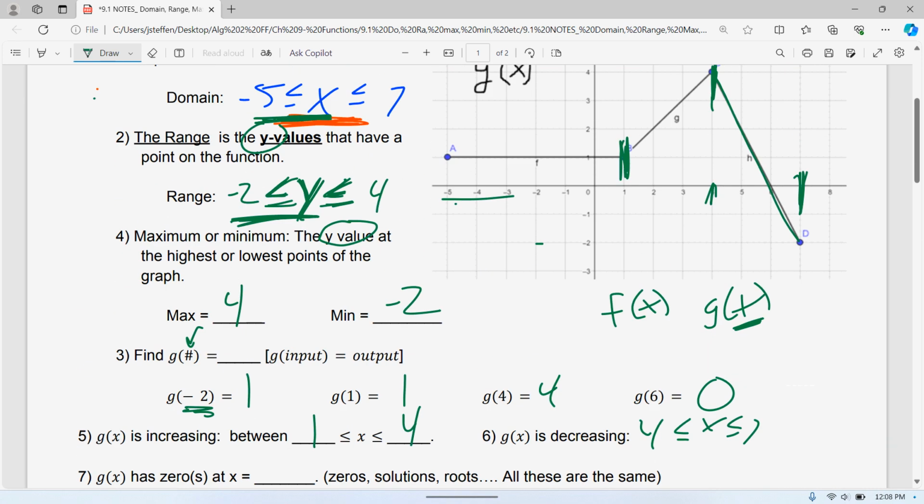Last but not least, where are the zeros? We talked about this before when we talked about quadratics. They can obviously have 1 zero, 2 zeros, 10 zeros, whatever. This one has 1 zero at 6, because that's where it crosses the x-axis. So again, if I ask for the zeros or the solutions, I'm asking where it crosses the x-axis.